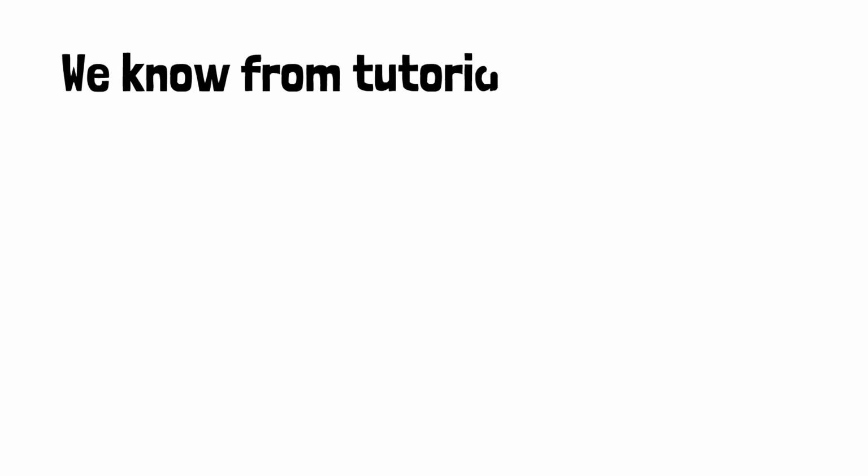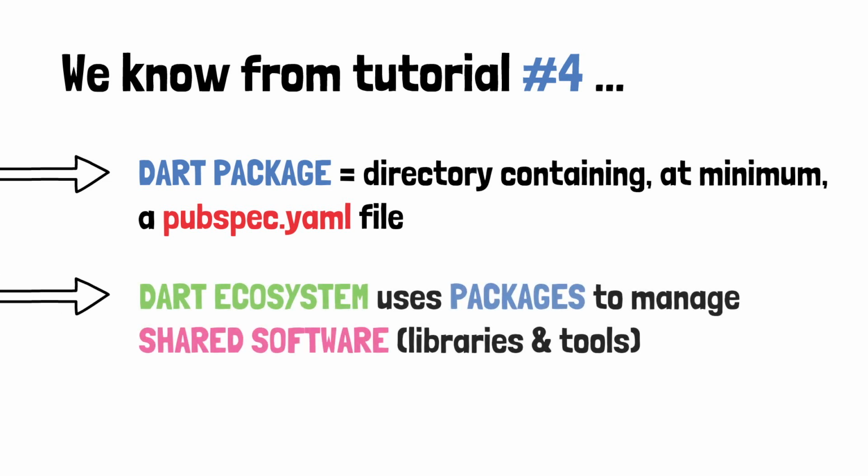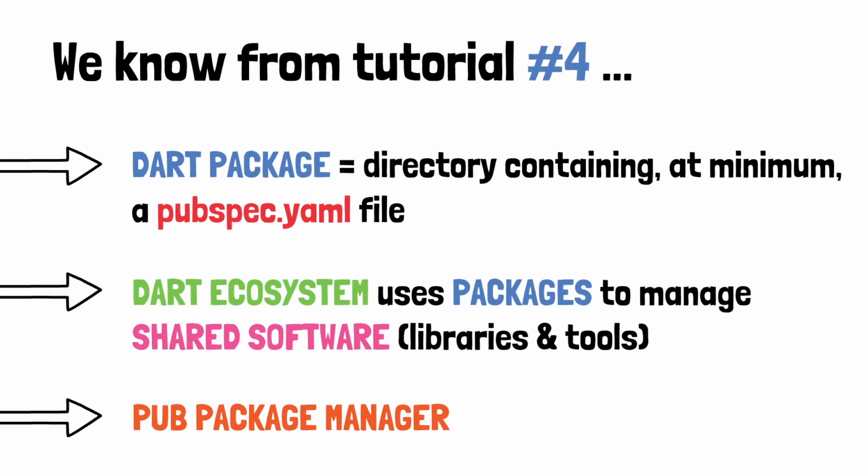Okay, so in tutorial number 4, we learned that a Dart package is a directory containing at minimum a pubspec.yaml file. We also learned that the Dart ecosystem uses packages to manage shared software such as implemented libraries and tools, and that in order to get and manage Dart packages, you use the dedicated pub package manager, which can communicate with the pubspec.yaml file. Let's get more in depth on these topics, shall we?